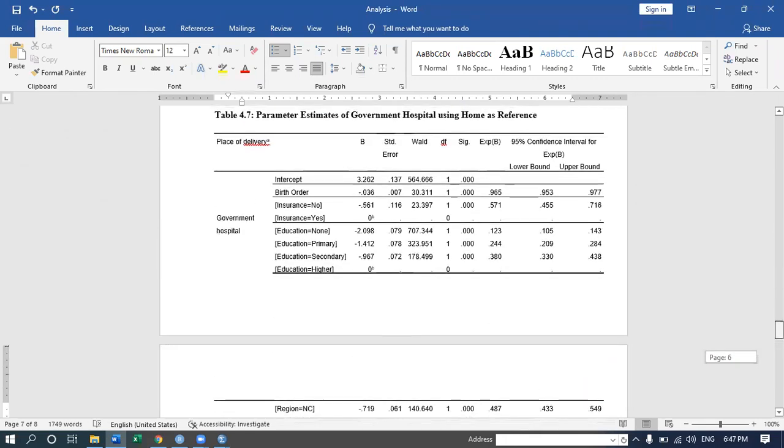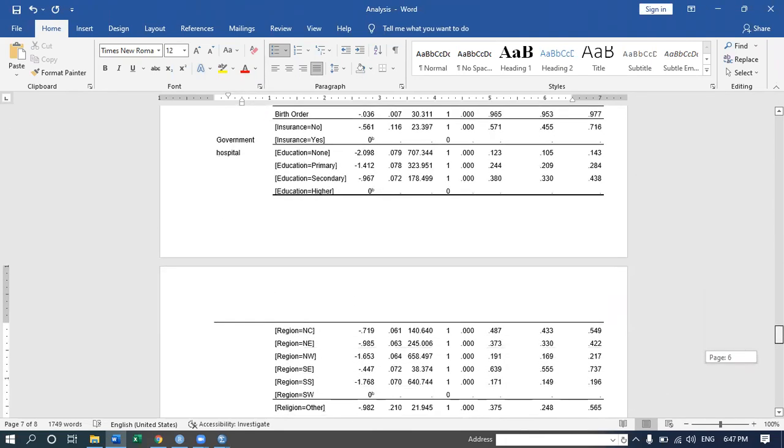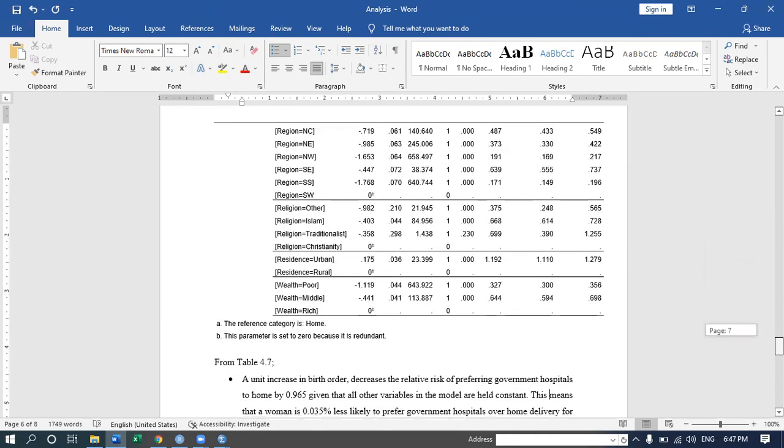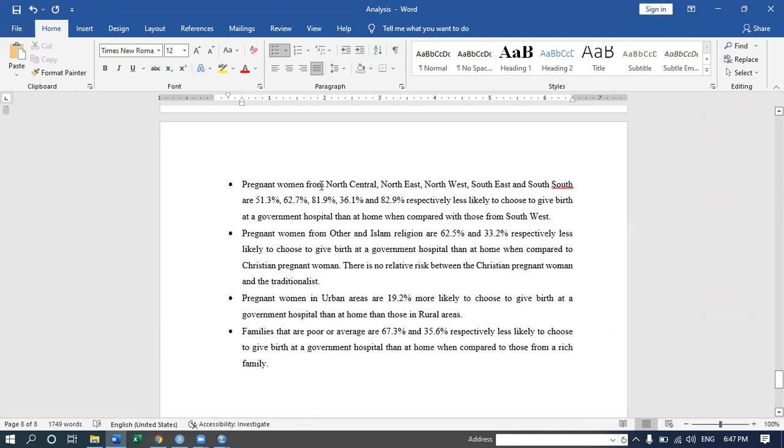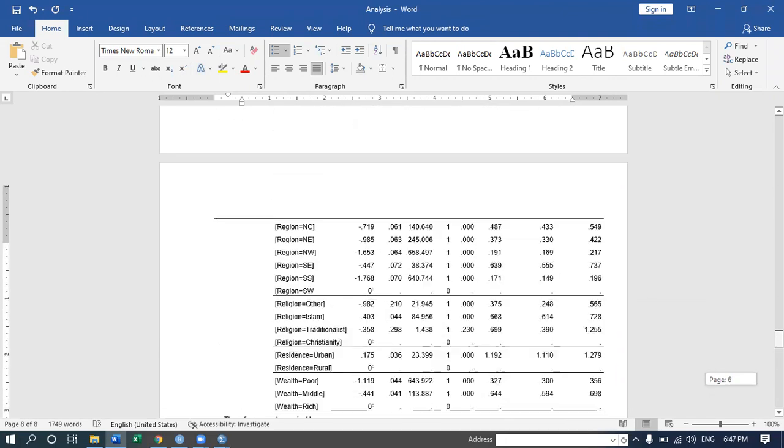A unit increase because it is quantitative data. You interpret for education. You compare non-primary, secondary to higher education. They are all negative here. So you can do 1 minus this to get the percentage. You talk about the region. Look at the region now. They are all negative, so because they are all negative, I will interpret them together. Pregnant women from North Central, Northeast, Northwest, Southeast, and South-South, I interpreted everything together. Less likely to choose to give birth at a government hospital than at home when compared to those from Southwest. But if you have positive and negative, you separate them, like I showed in the other part.